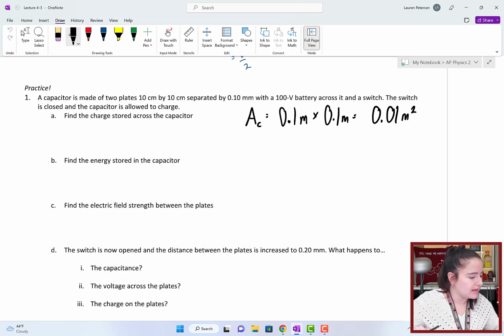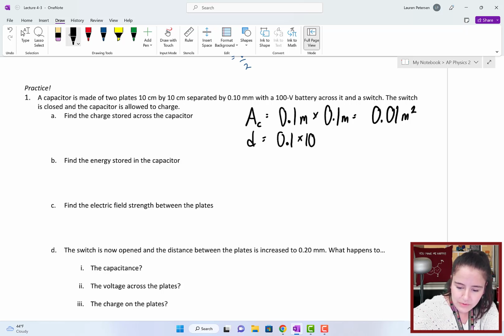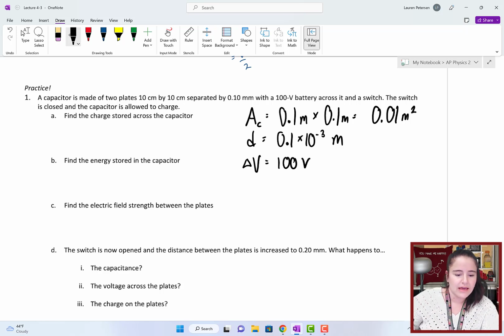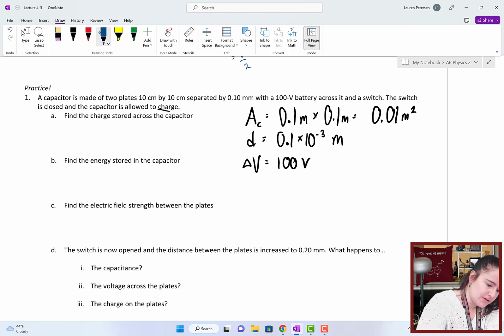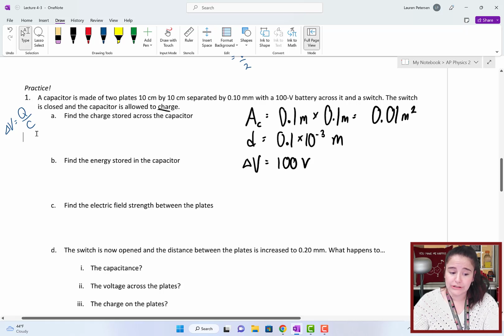The distance between the plates is 0.1 millimeters, so 0.1 times 10 to the negative 3 meters, with a 100-volt battery across it. So we've got 100 volts. The switch is closed and the capacitor is allowed to charge. The first question says find the charge stored on the capacitor. Well, first, in order to do that, I probably need to know the capacitance of the capacitor, because to find the charge stored, I can use delta V equals Q over C, but I would need to know C for that.